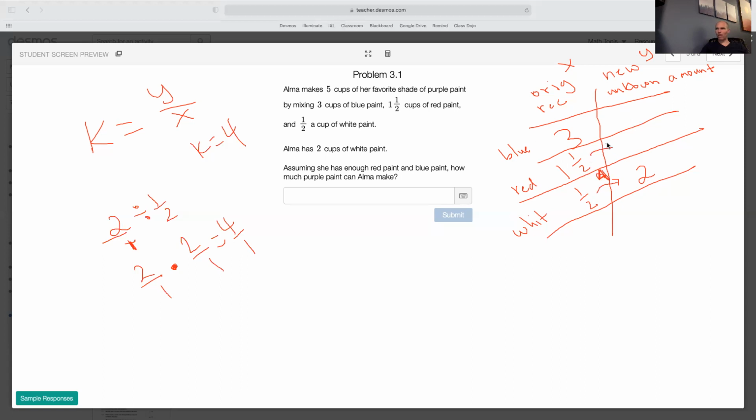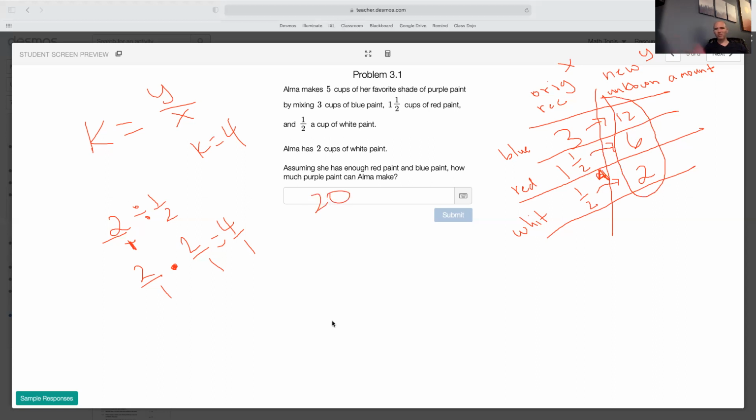So 1.5 times 4, that's 6. 3 times 4, it's 12. So, and so now they want to know how much total paint can she make though, right? So you've got to add all this up because she's putting this much of each color into the bucket. And so she's going to wind up with what? 12 plus 6 is 18 plus 2 is 20. So 20 cups of paint.